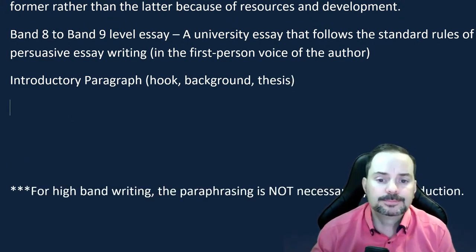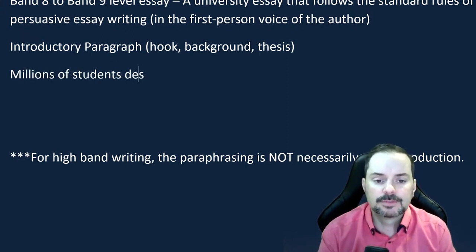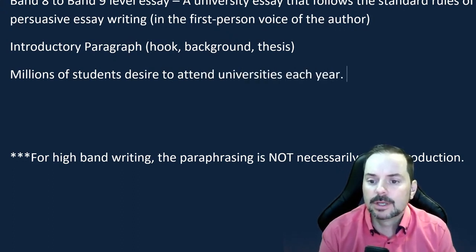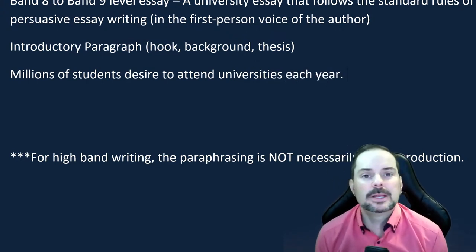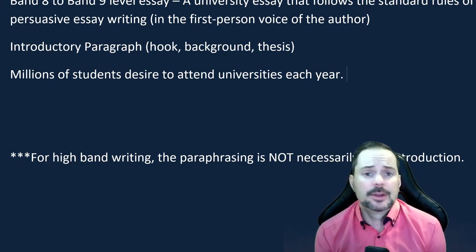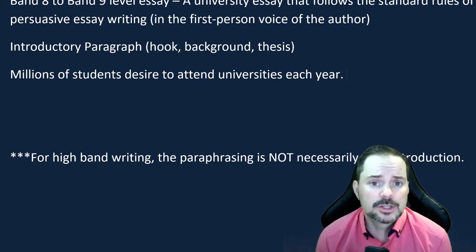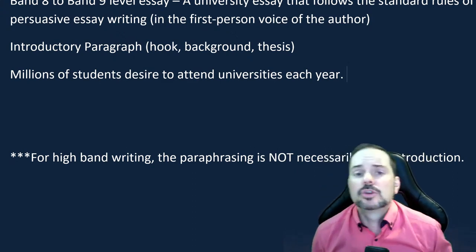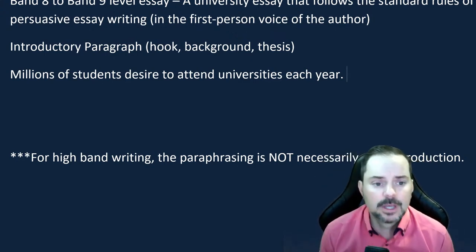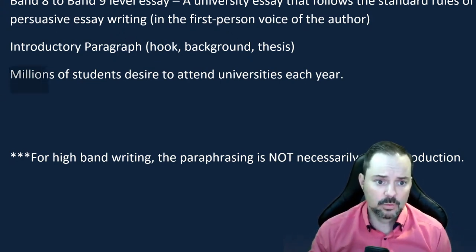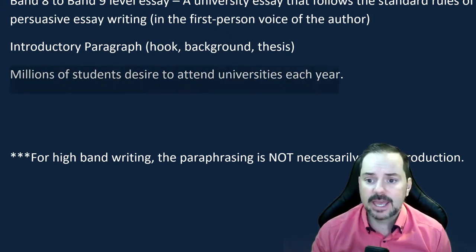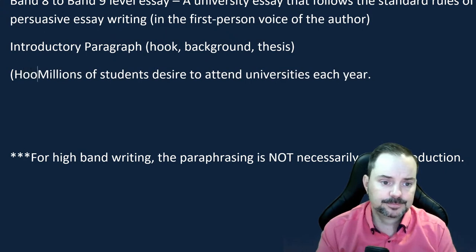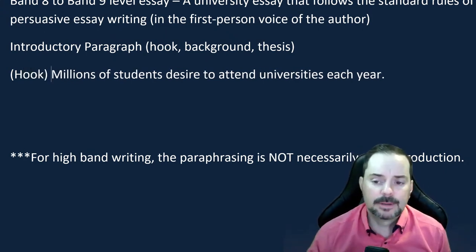Okay, so hook: millions of students desire to attend universities each year. That's my hook, right? Why are we talking about this? Well, a lot of people want to go to university, and a lot of people are really frustrated when they can't get in because of scores. So my hook here simply is millions of students desire to attend. We're talking about university admission, university attendance, so my hook has this topic embedded. Okay, it's in there. So millions of students desire to attend universities each year. 1, 2, 3, 4, 5, 6, 7, 8, 9 words. Okay, this hook has 9 words. It's concise, it's to the point, it's got the topic, right?